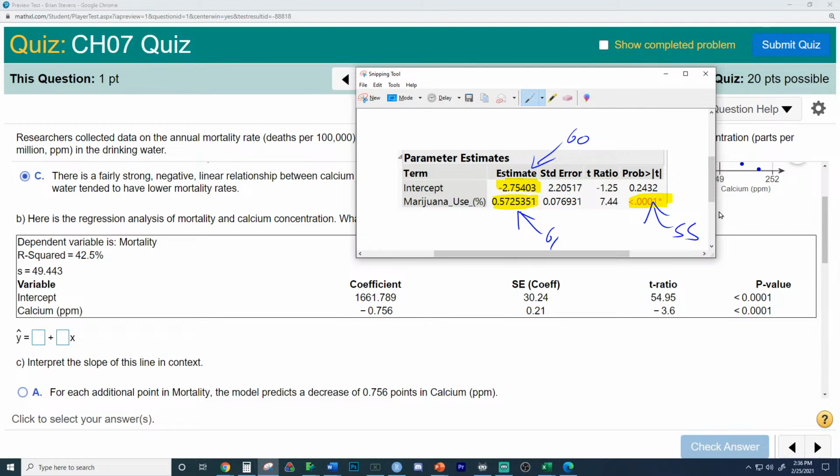Who would feel comfortable seeing this on the test? Stuff like this could appear on the test. Would anyone feel comfortable knowing that this is the intercept? This is the estimate of the slope? We don't do much with the standard error in this class. We will in the other class. And the t-ratio is basically a z-score.